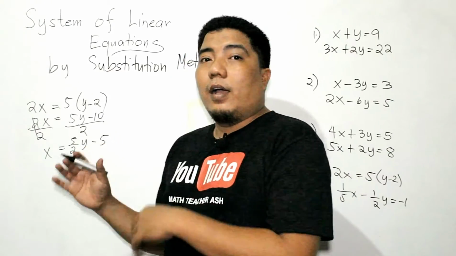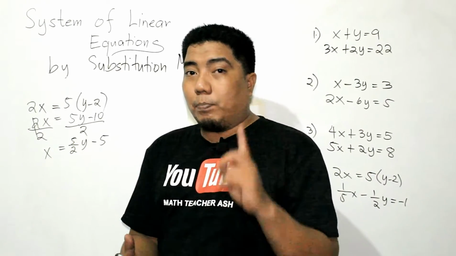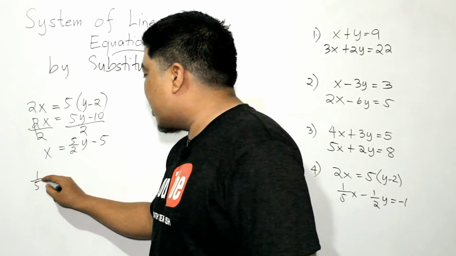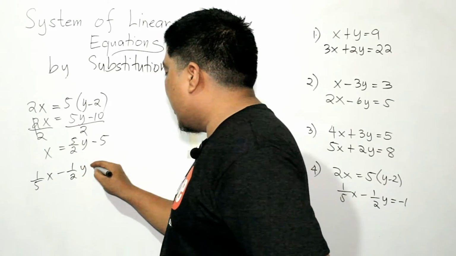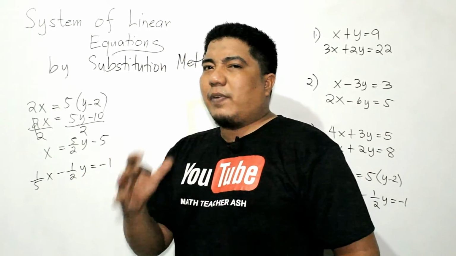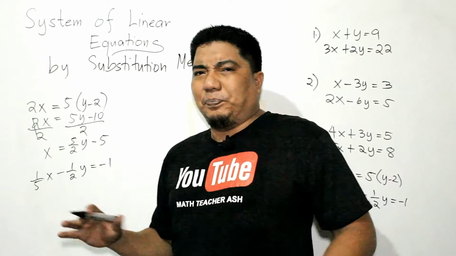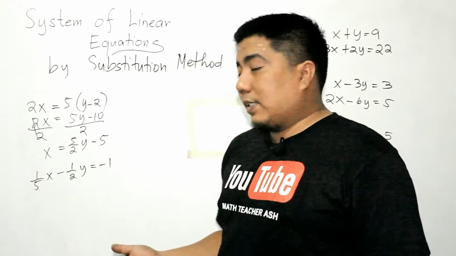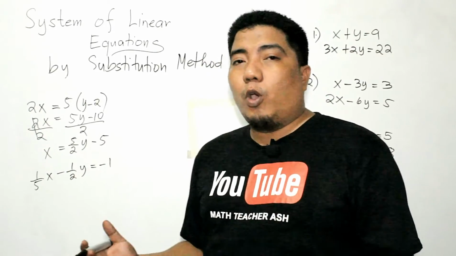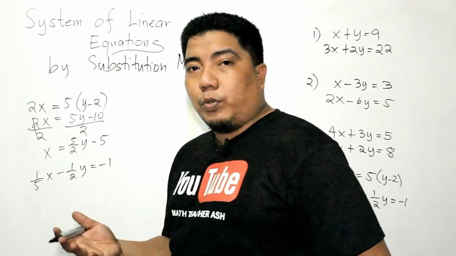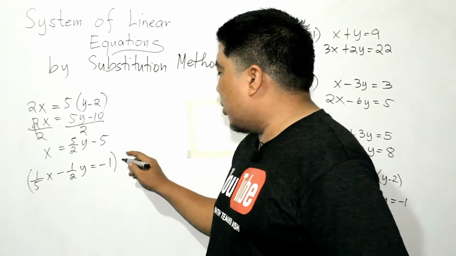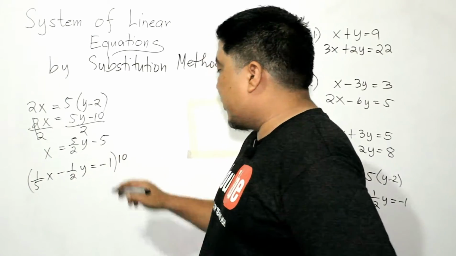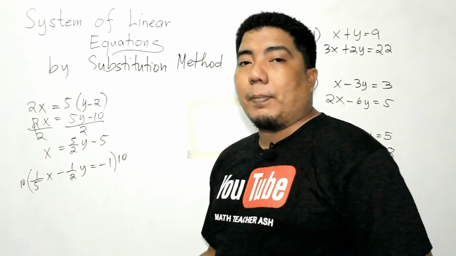Okay, so now I will substitute this to my second equation, but let's try first to write our second equation. We have 1/5 x minus 1/2 y is equal to negative 1. Now, it is very difficult to use fractions, right, as coefficients. So, let's try to transform this as an equation with just integers. So, how do we do that? We multiply the whole equation by its LCD. And what is the LCD of 5 and 2? That is positive 10. So, I will also multiply positive 10 here.